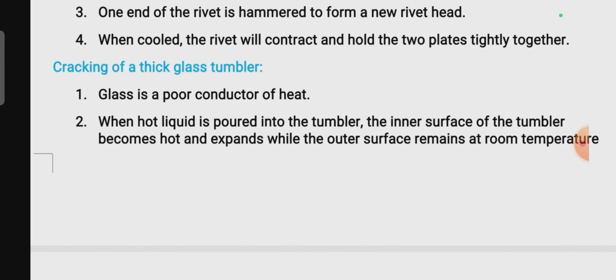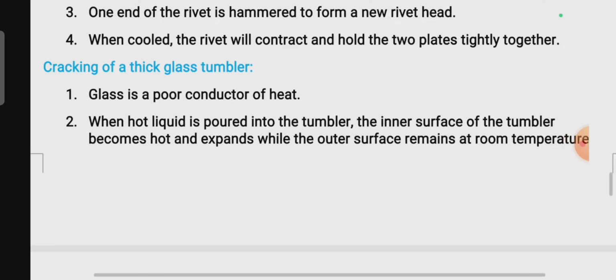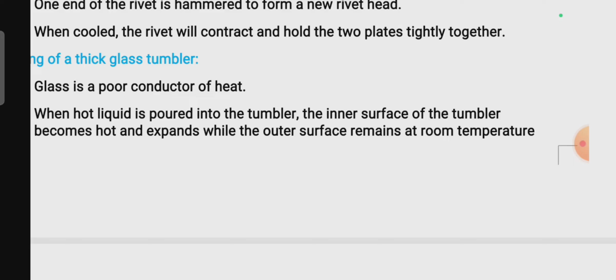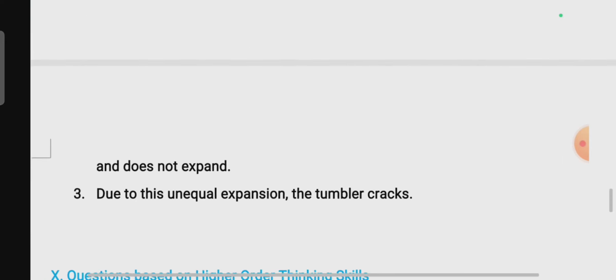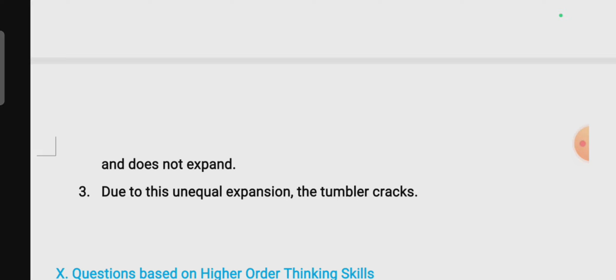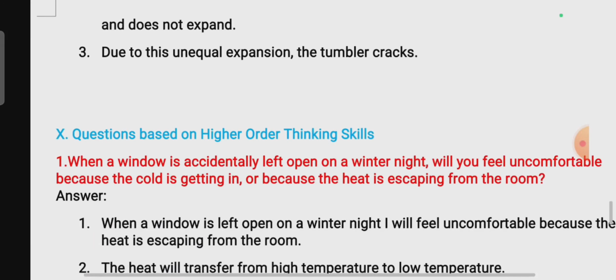Cracking of a thick glass tumbler. Glass is a poor conductor of heat. When hot liquid is poured into the tumbler, the inner surface of the tumbler becomes hot and expands while the outer surface remains at room temperature and does not expand. Due to this unequal expansion, the tumbler cracks.